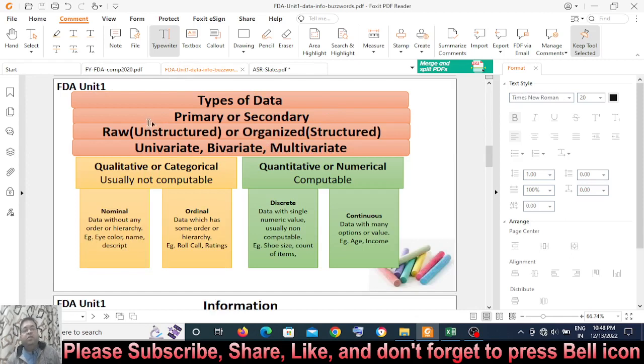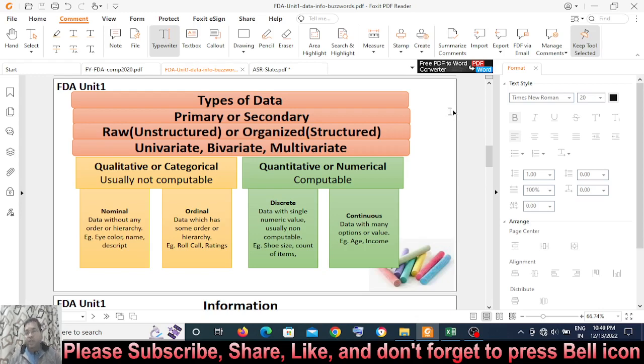Now no matter what, these are the primary types of data: primary or secondary, raw or organized, univariate, bivariate or multivariate. These data again have two different types. One is called categorical, or usually non-computable data. Categorical data are word data, also called qualitative data, which describe things. For example, the color blue is qualitative or categorical data.